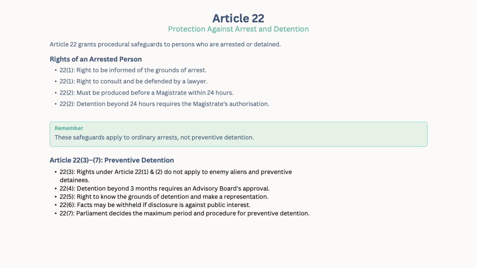And you also have the right to know the grounds of detention and make a representation, which means it's the same as the above. You have the right to know why you were arrested, and you also have the right to appoint a lawyer. Facts may be withheld if disclosure is against public interest, which means facts about your detention may be kept secret, okay, if disclosing it is against public interest. And the parliament decides the maximum period and procedure for preventive detention. So the parliament makes rules for preventive detention. Okay, now is that clear for preventive detention?